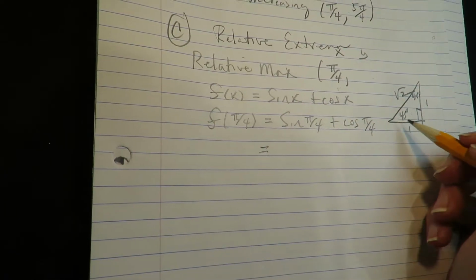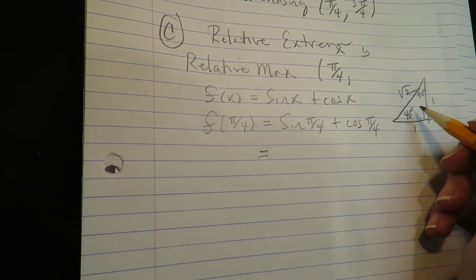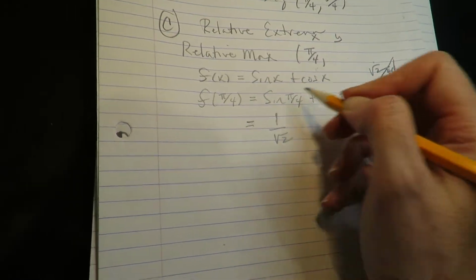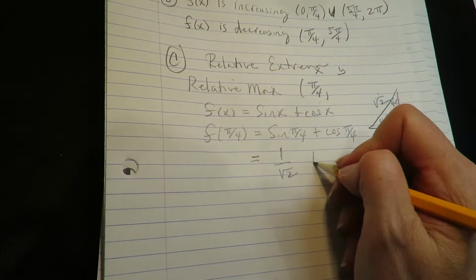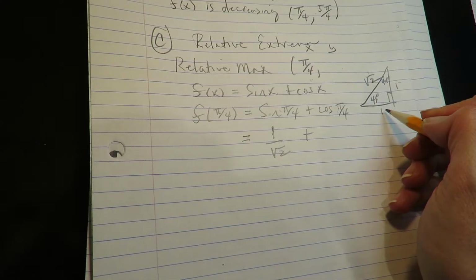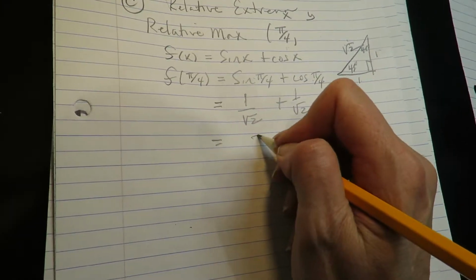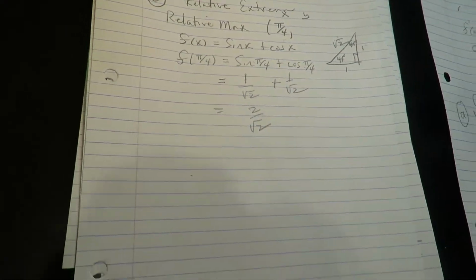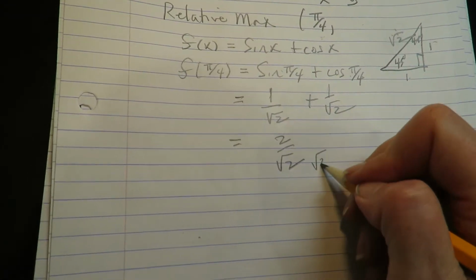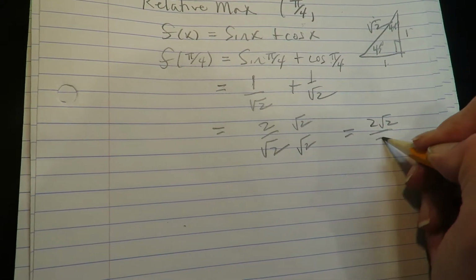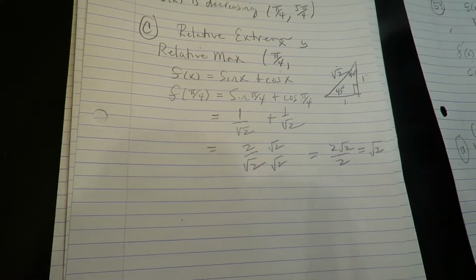All right, so sine of pi over 4, 45 degrees, is 1 over radical 2, opposite over hypotenuse. Cosine of pi over 4 is adjacent over hypotenuse, 1 over radical 2. So that's going to be 2 over radical 2. Some of you will rationalize this, so you'll multiply it down like this, and you'll get 2 radical 2 over 2, or simply radical 2.